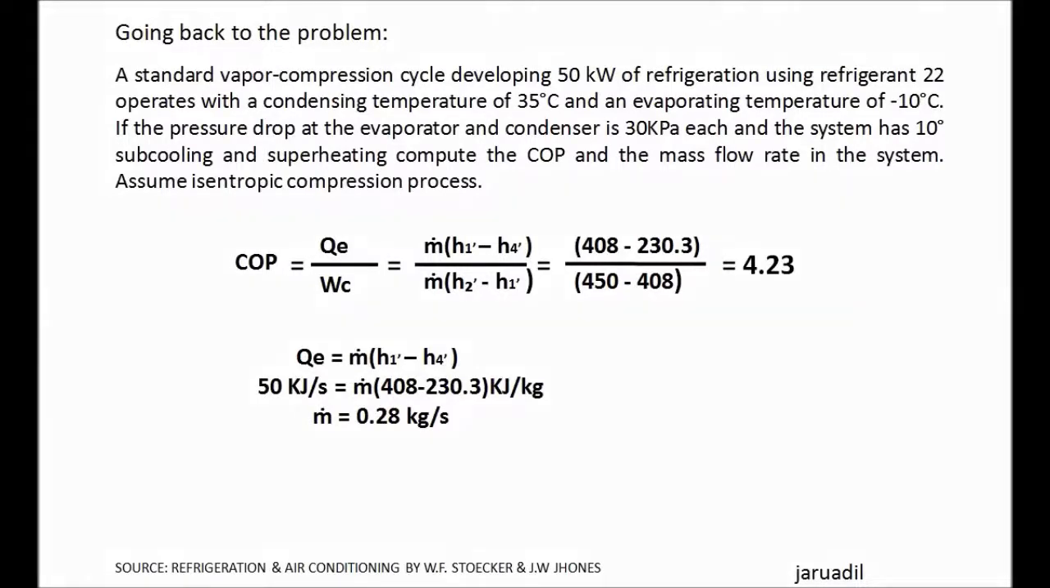So going back to the problem, pwede nating isolve, di ba? Kasi alam naman natin yung QE over WC yung COP. Wala naman siyang mass flow rate, makakancel. So QE is H1 prime minus H4 prime, and the WC is H2 prime minus H1 prime. So you just substitute the values. We got here 4.23. To find naman yung mass flow rate, we have the equation refrigerating capacity is equal to mass flow rate times H1 prime minus H4 prime. So by substitution, 50 kilojoules per second or 50 kilowatts. And substituting the values of H1 prime and H4 prime, we have now mass flow rate is 0.28 kilogram per second. So yun ang answer.